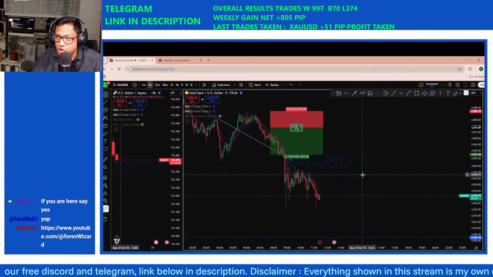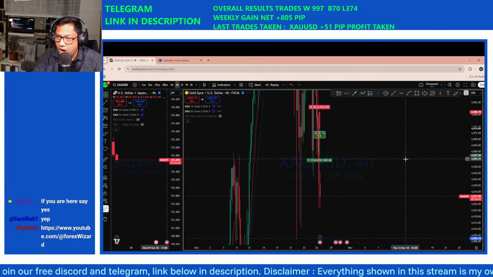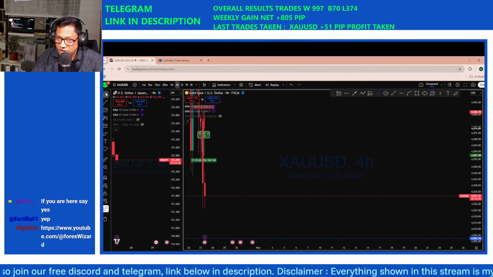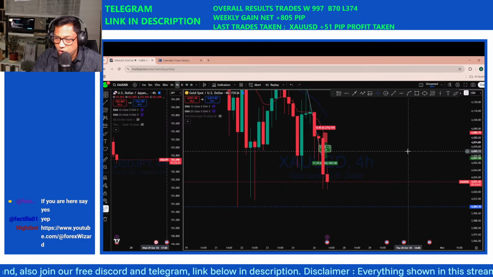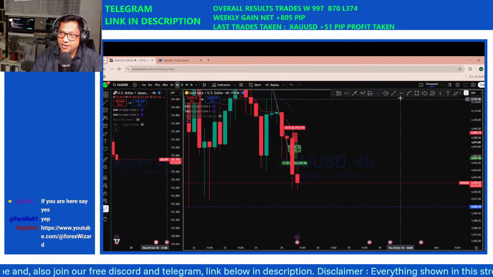Now, the current swing high here, if we look at the 4 hour again, going back to the intraday time frame, it is currently in a downtrend. So we're only looking to sell again in this market.